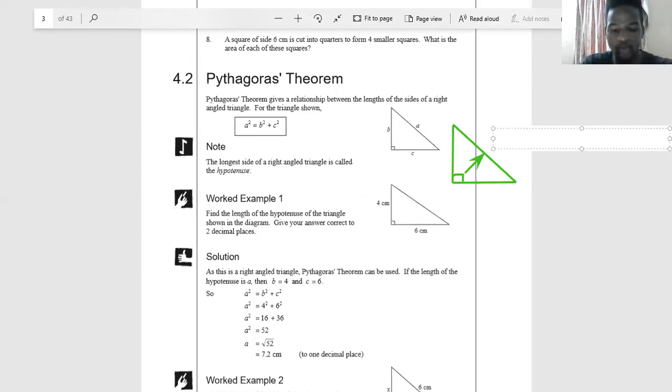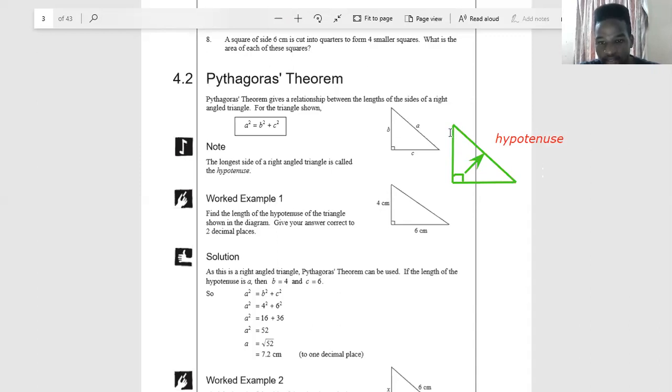Your hypotenuse. Hypotenuse side. Easy. Side opposite 90 degrees, we call it hypotenuse side. So in this case, our hypotenuse would be A. Are we clear? Awesome.